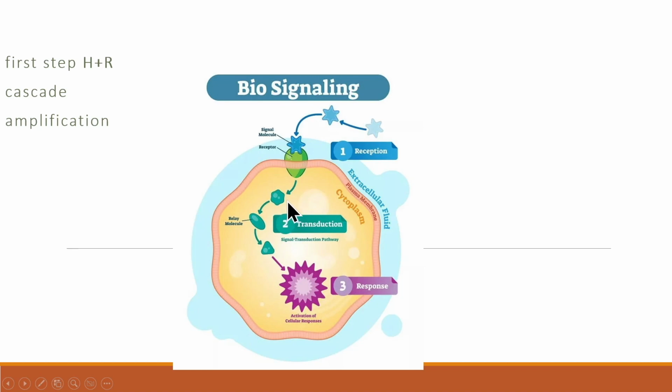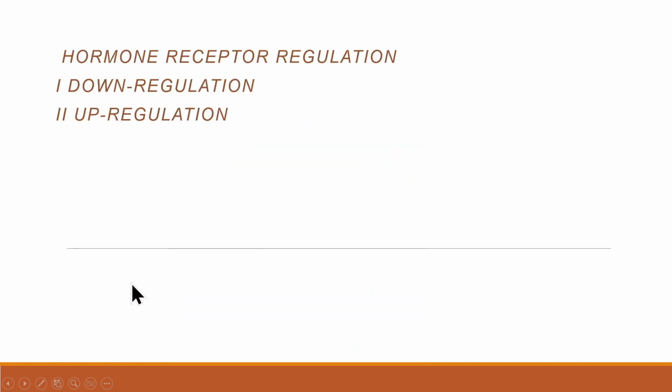The characteristic feature of this biochemical cascade is that at each step the signal gets amplified so that a very small concentration of the hormone results in a very large cellular response. The hormone receptors are regulated.